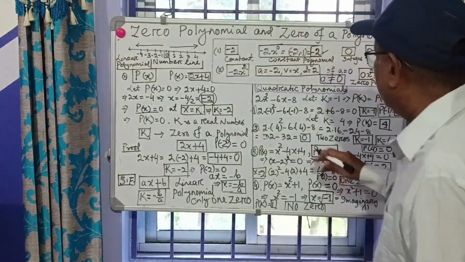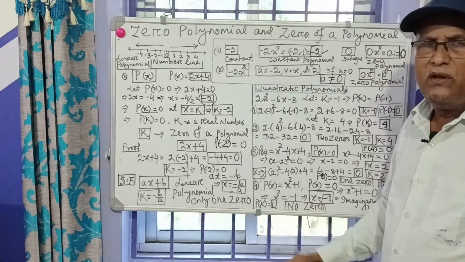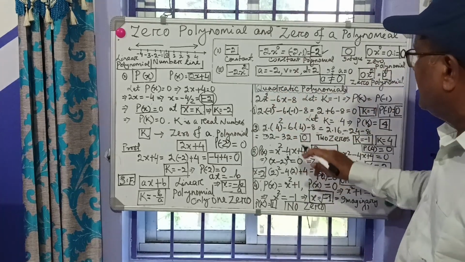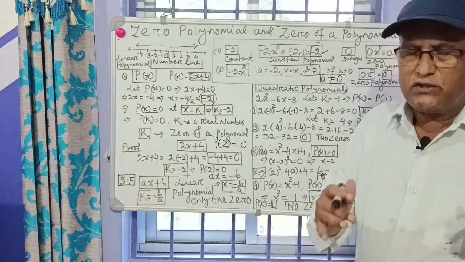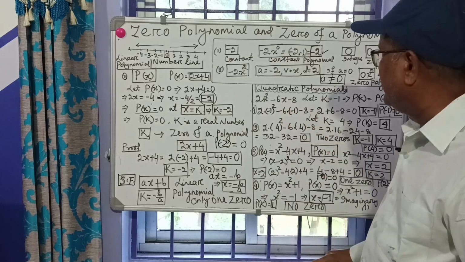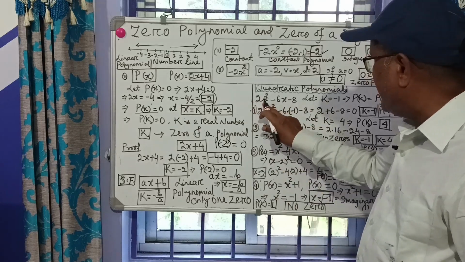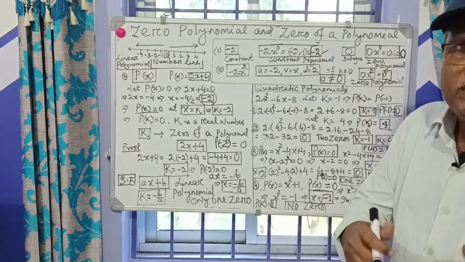Now look at the quadratic polynomials. So we have taken 3 examples, which we shall discuss. 2x square minus 6x minus 8. This is equal to ax square plus bx plus c. This is the standard form we shall discuss.